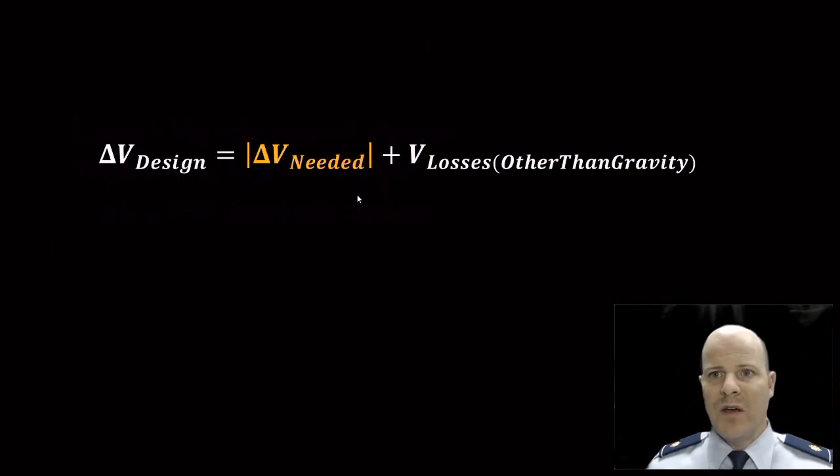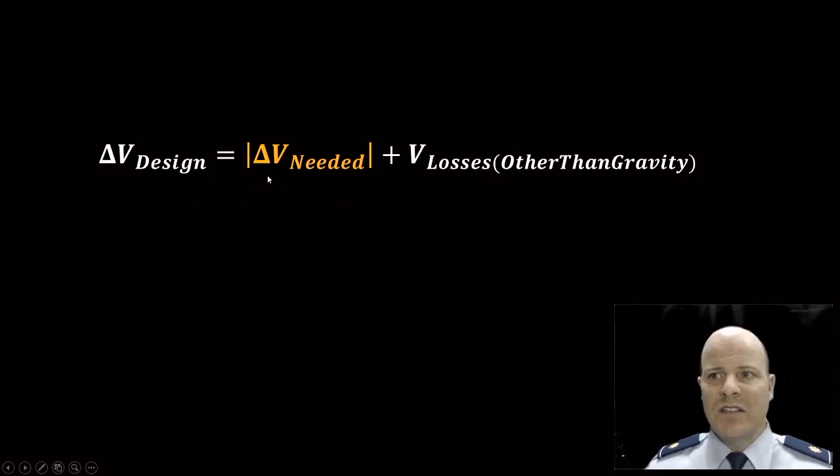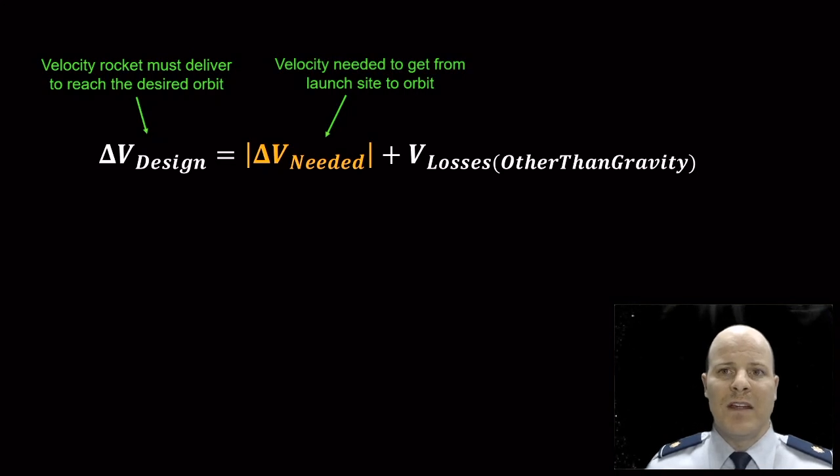So how do we go about calculating delta V design? If I were you, I would pull out your equation sheet and start looking at these equations as I go through this. Essentially, as you look at your equation sheet, we know that our delta V design is related to delta V needed plus V losses other than gravity. So what do these terms mean? Our delta V design is the velocity the rocket must deliver to reach the desired orbit. Great, so that's how much delta V we need to incorporate into our design. The next is our delta V needed. This is the velocity needed to get from the launch site to the orbit.